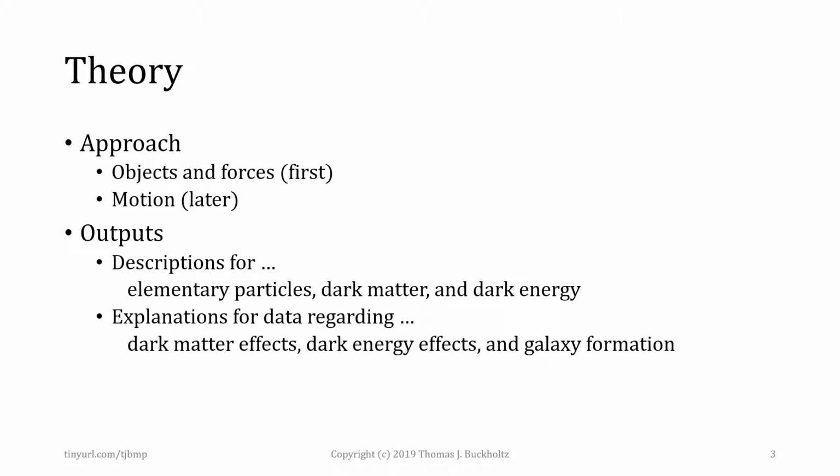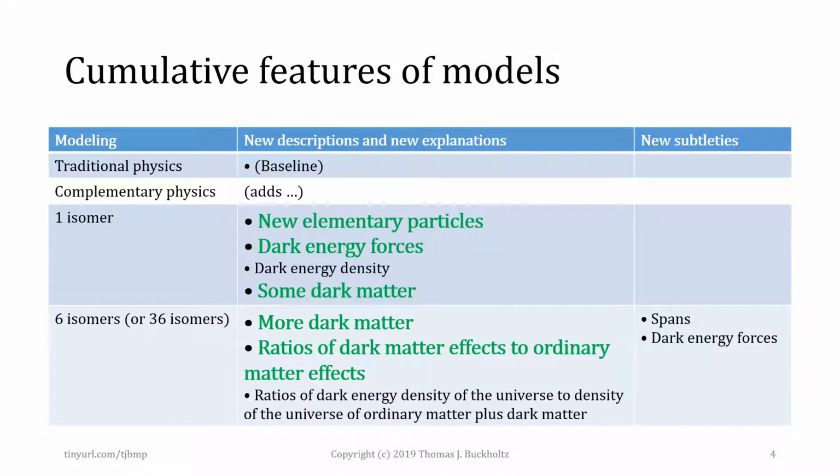The mathematics-based modeling has bases in solutions to equations that feature mathematics for isotropic quantum harmonic oscillators. Compared to traditional physics, a first part of the modeling suggests new elementary particles, a description of dark energy forces, and a description of some dark matter. By assuming that nature embraces 6, or possibly 36, isomers of the known charged particles, the work includes another form of dark matter and explains observed ratios of dark matter effects to ordinary matter effects.